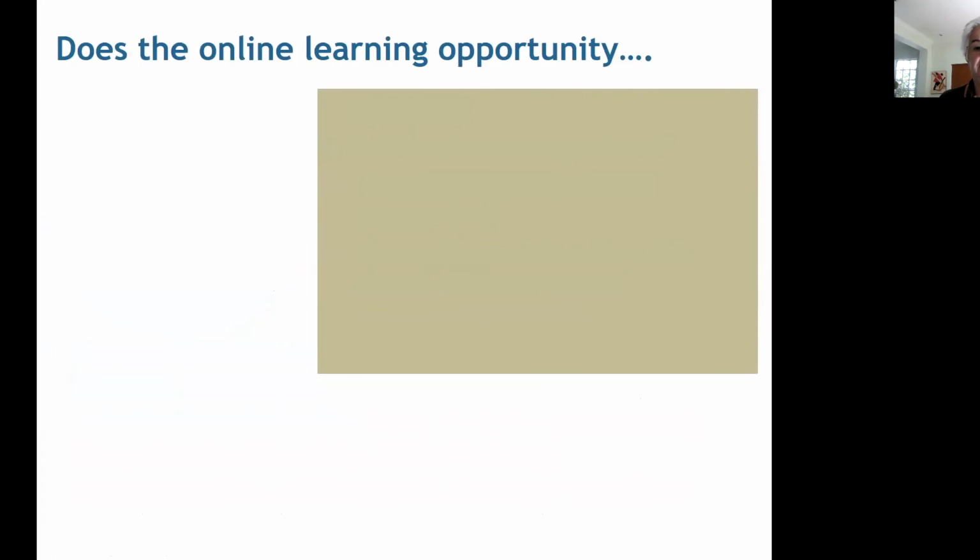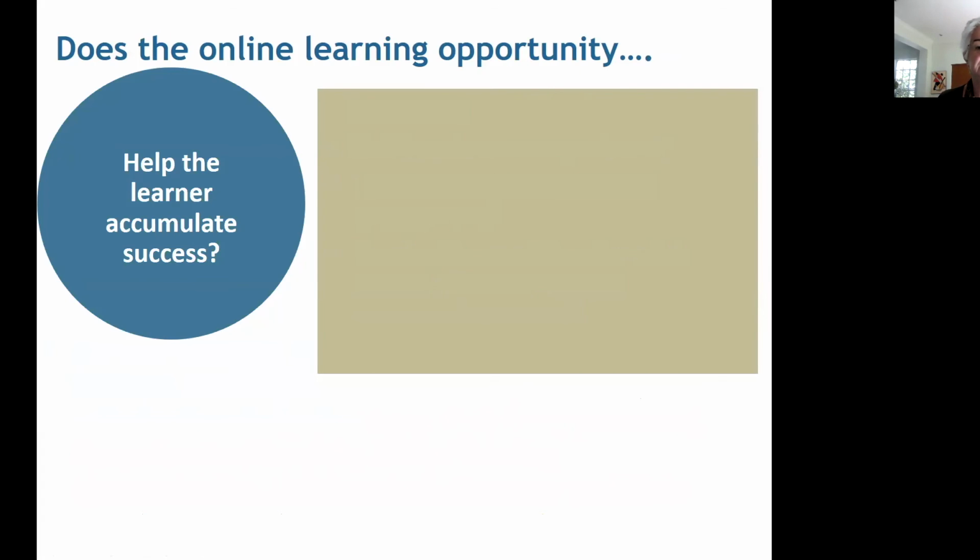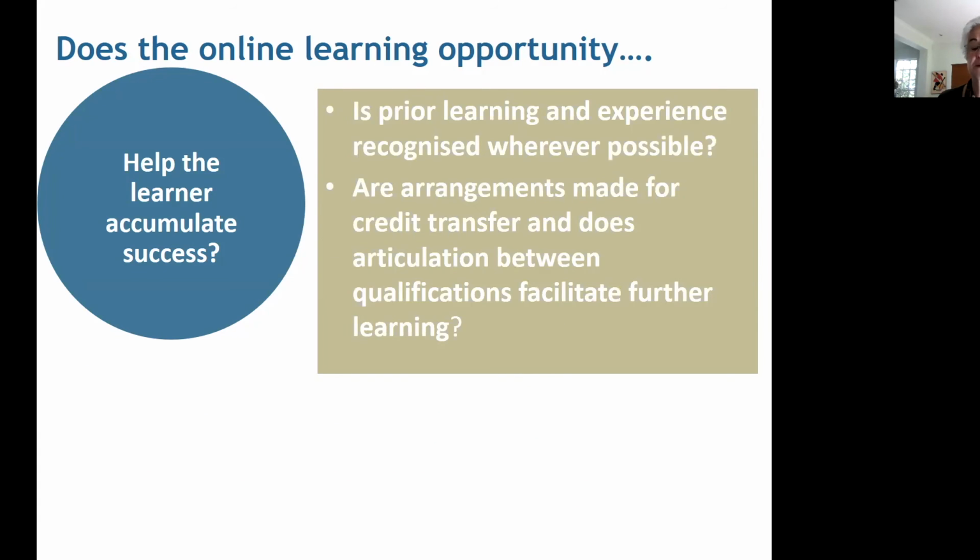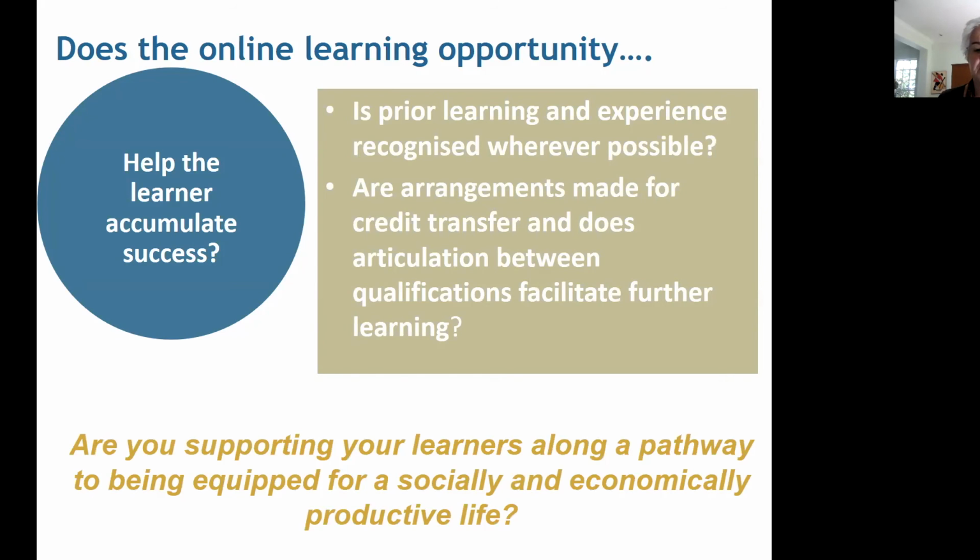And then finally, does the online learning opportunity help the learner accumulate success? Is prior learning and experience recognized wherever possible? Are arrangements made for credit transfer? Does the articulation between qualifications facilitate further learning? In other words, are you supporting your learners along a pathway to being equipped for a socially and economically productive life?